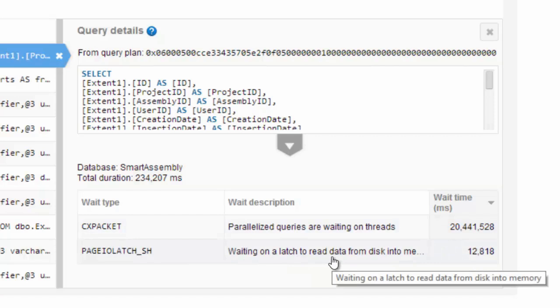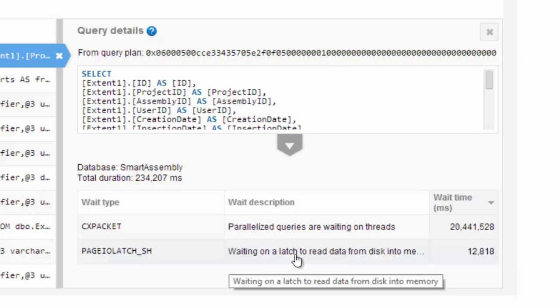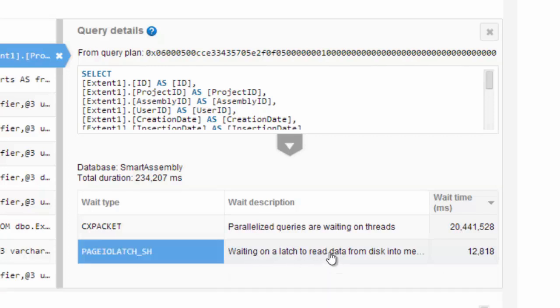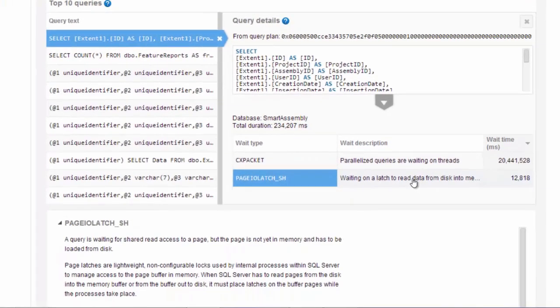And one of the interesting things about our monitoring tool is it gives you a quick idea what this is. PAGEIOLATCH share is waiting on a latch to read from disk into memory. So that is literally an occurrence where disks are slowing us down. And in this case, I'd be willing to bet you solid money it's because of scans caused by that query.